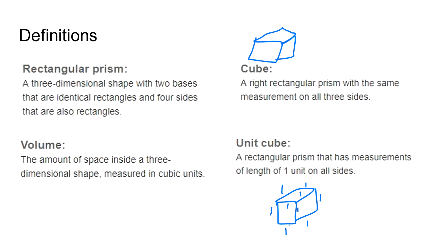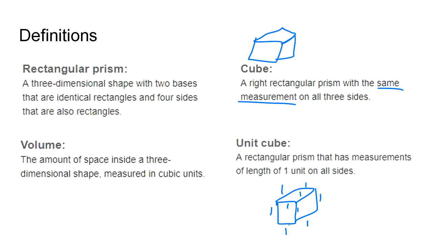That's a fantastic question, because a cube has equal sides. It has the same measurement, but it doesn't say what that measurement has to be. It could be any number. But a unit cube has to be one. Perfect.